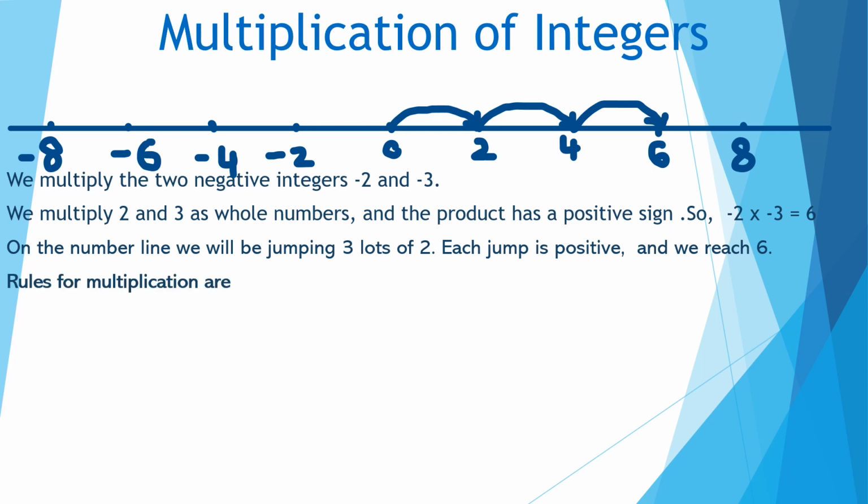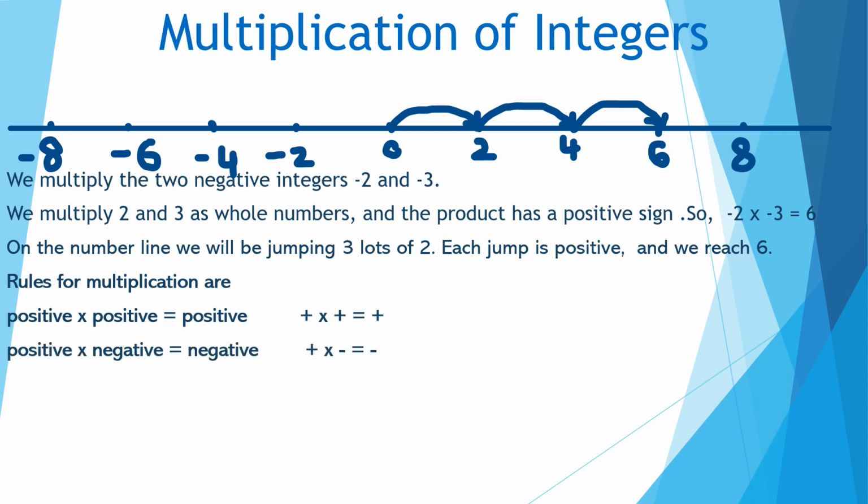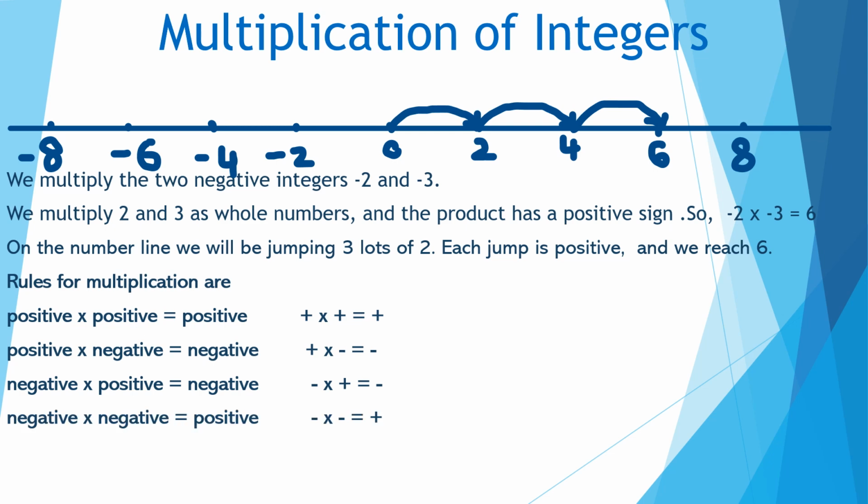Now the rules for multiplication are: positive into positive is equal to positive. Positive into negative is equal to negative. Negative into positive is equal to negative. And negative into negative is equal to positive.